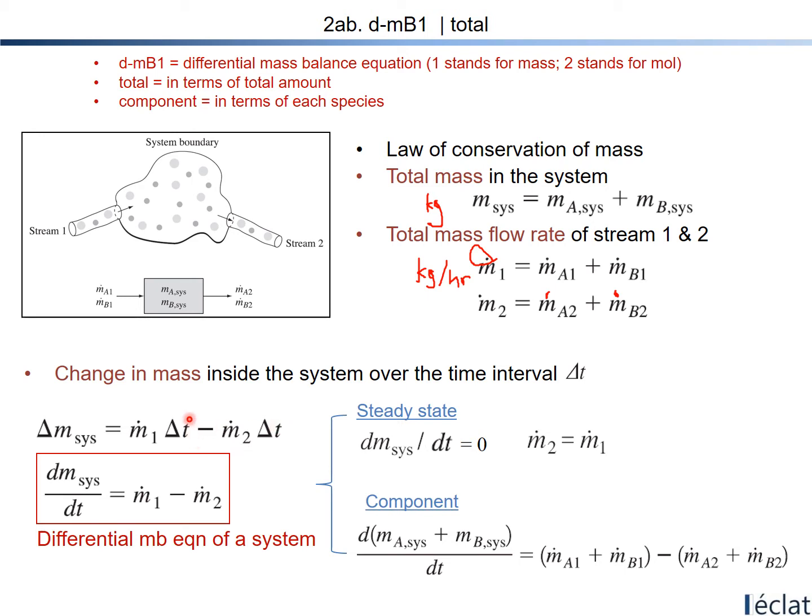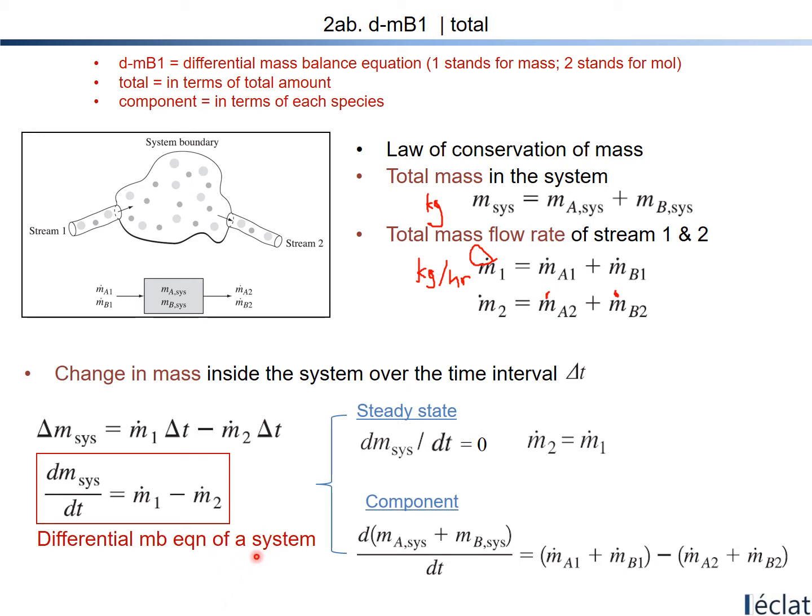Then let me move this delta t to the left side of the equation. Then we obtain this equation: dm system over dt, the change in total mass of the system, is equal to the mass flow rate of input minus the mass flow rate of output. This is the so-called differential material balance equation of a system.